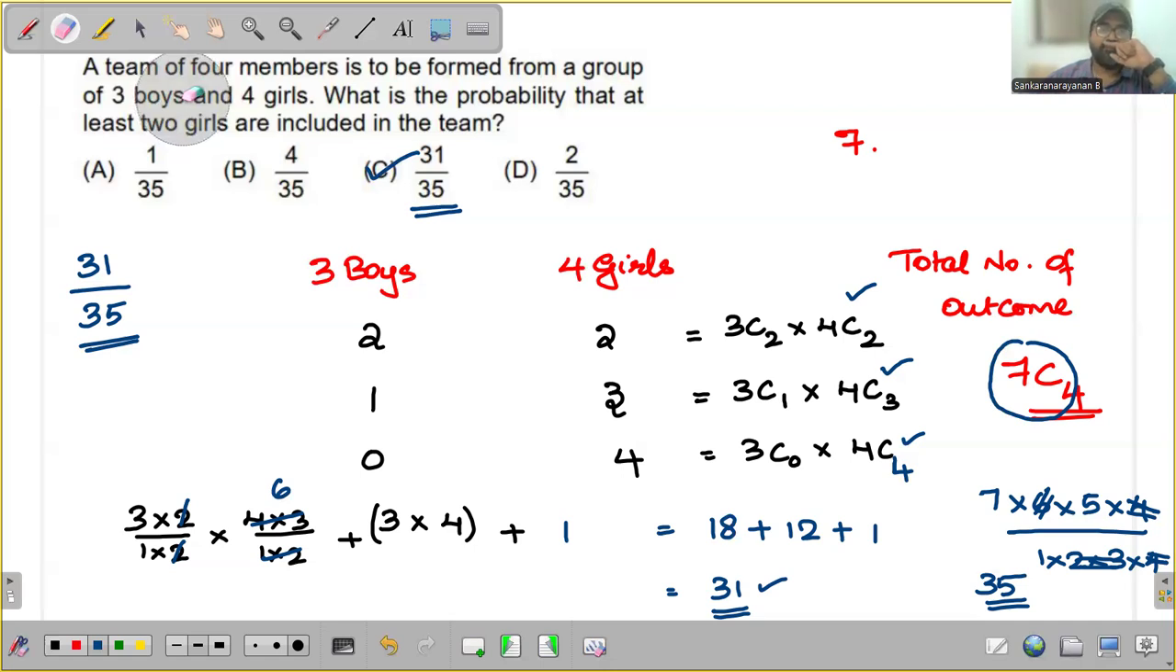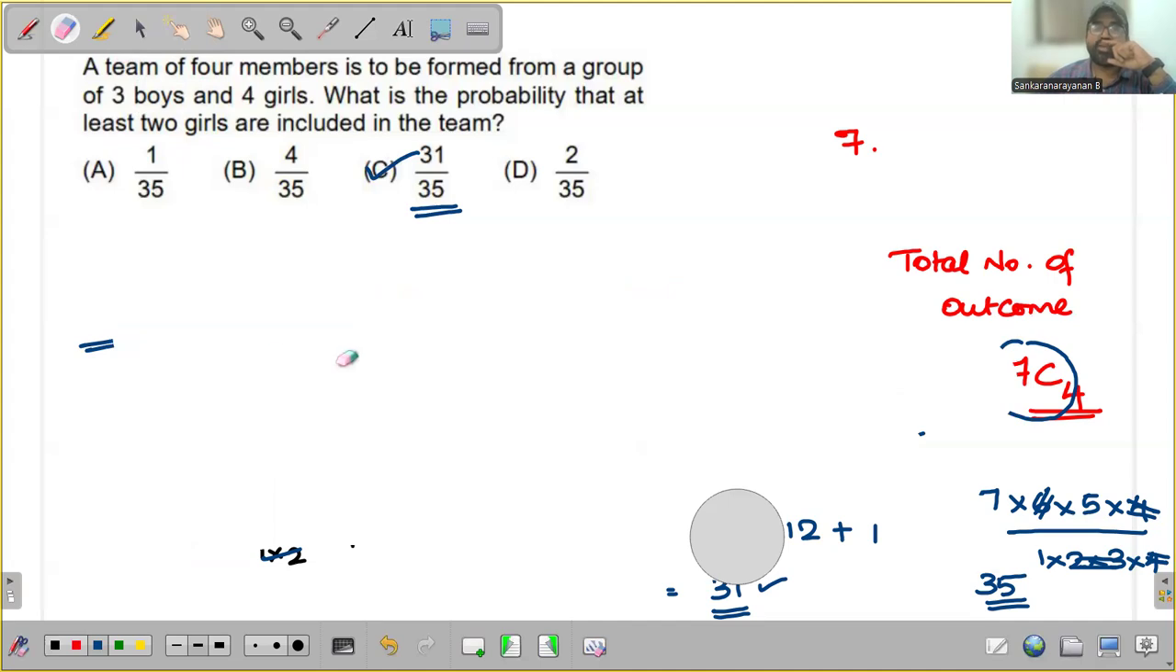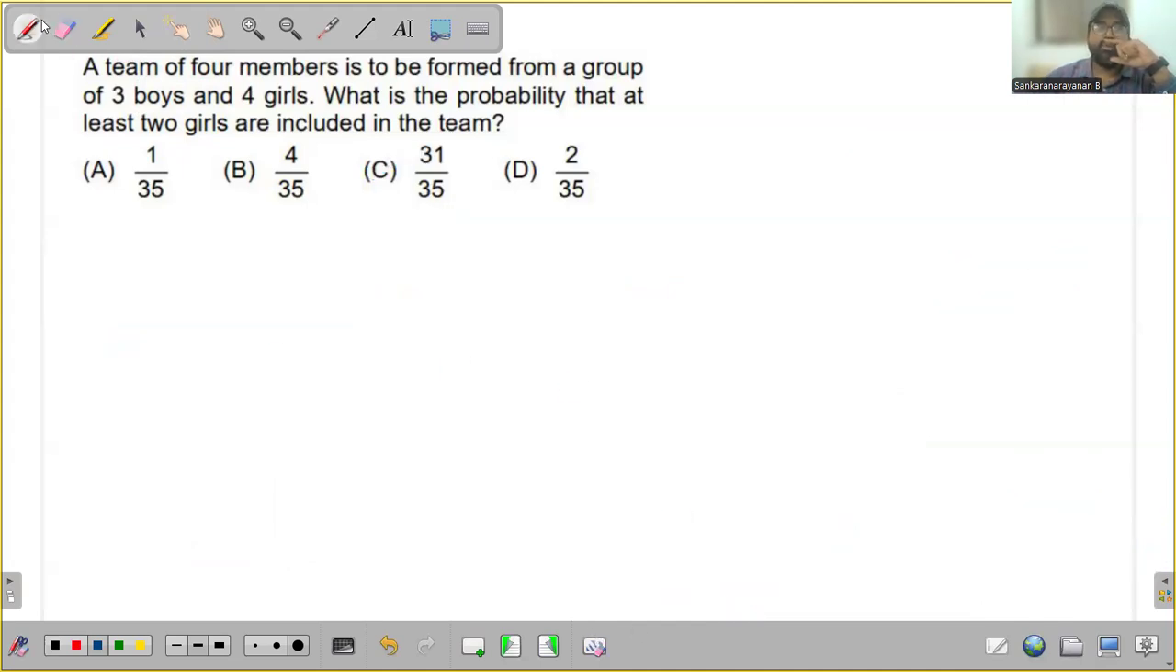Correct. So that is not there. And then go for 1 minus the totality minus exactly one girl is selected. That also will get you the answer. We can try that also if you want. I shall just quickly show it to you.